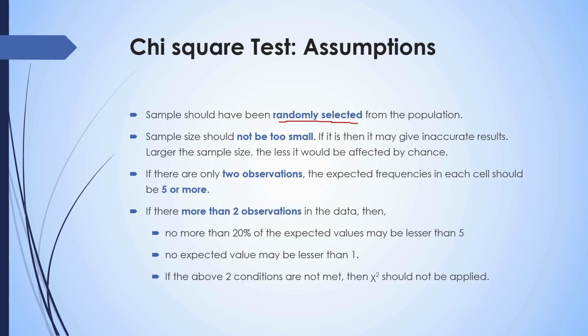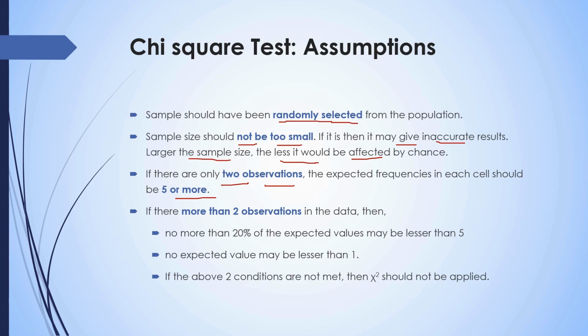The next assumption says the sample size should not be too small. If it is, then it may give inaccurate results. Larger the sample size, the less it would be affected by chance. This is one of the very important assumptions. The next assumption says if there are only 2 observations, the expected frequencies in each cell should be 5 or more. This means if your data table has only 2 frequencies, then the expected frequencies in this case should not be less than 5. It should be either 5 or more than that.